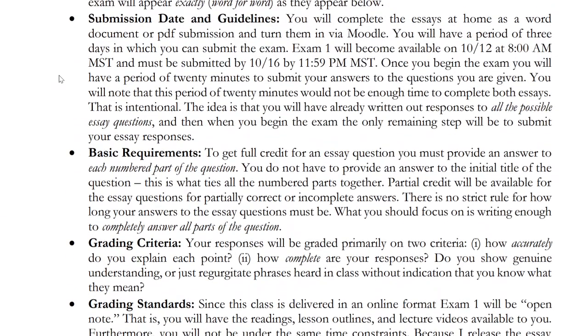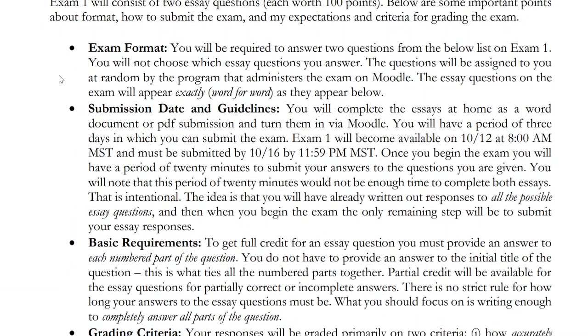Because that's the case, the way I've set this up is to really enable you to engage in gradual preparation throughout the course of the semester. For instance, exam 1 will take place during week 8 of the course. The program that administers the exam will open up on Monday the 12th of October at 8 a.m. And you have to submit your exam by Friday of that week, the 16th, at the end of the day.